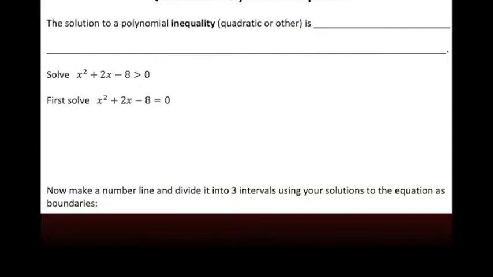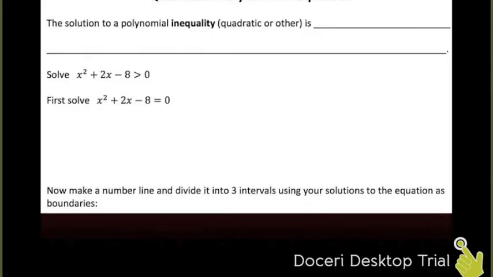The solution to a polynomial inequality, quadratic or any other type, is an interval of real numbers. So what that means is there's going to be sections of the number line that we're going to shade in, just like we have in the past.